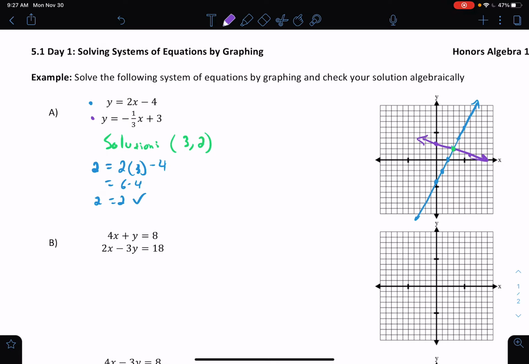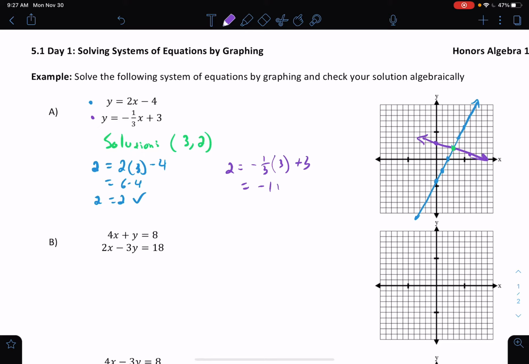We've got y equals -1/3 x plus 3. Plug in 2 for y, plug in 3 for x. -1/3 times 3 is going to give me -1. -1 plus 3 is 2. So 2 equals 2. It works for both equations. All right, so a system of equations is 2 or more equations that we're trying to solve for at the same time. The solution is the intersection point, which has to work for both equations when I plug it back in. So that's how we check.